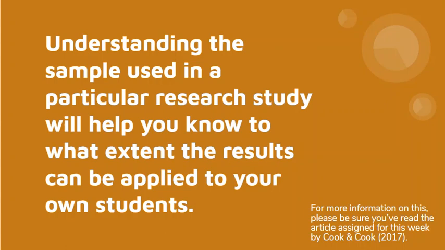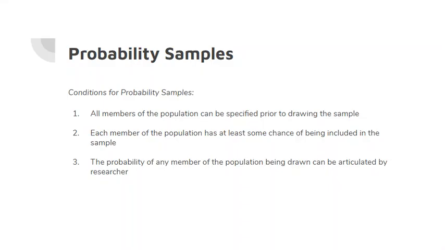So let's see. There's a good article by Cook and Cook in the Blackboard Classroom. You'll find that there in week 5. How a sample is used helps you understand the extent of the results that can be applied to your own students. And this goes back to our discussion about qualitative inquiry also. You have to decide whether a study can apply to your students. And to do that, you have to know something about who was a participant in the study in the first place. So we're going to go through this really quickly because you can come back and read this later on.